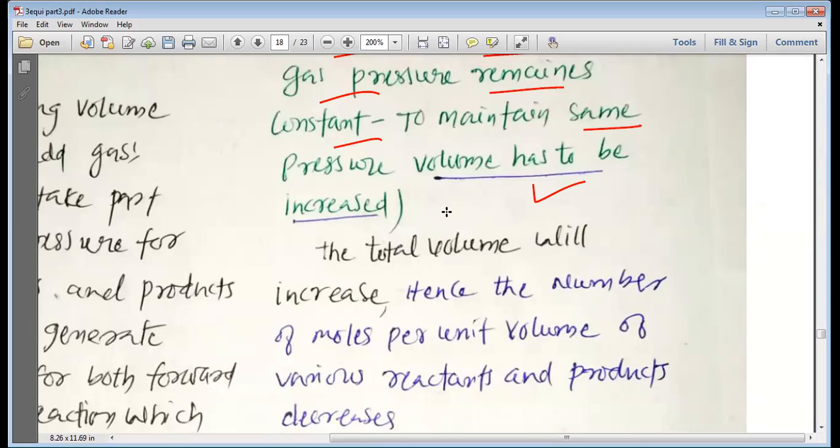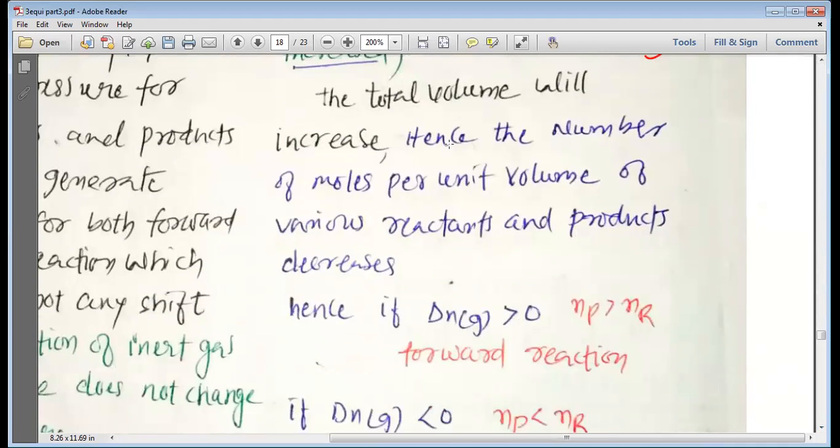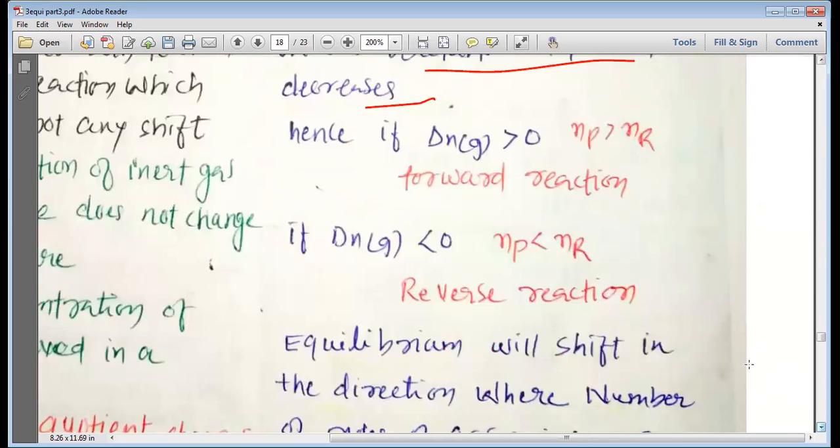And when volume increases, we get the effect like pressure decreases. So the total volume will increase, hence the number of moles per unit volume of various reactants and products decreases. And hence, when delta N gas is greater than 0, the number of gaseous moles of products is greater than the number of gaseous moles of reactants, and thus the forward reaction takes place.